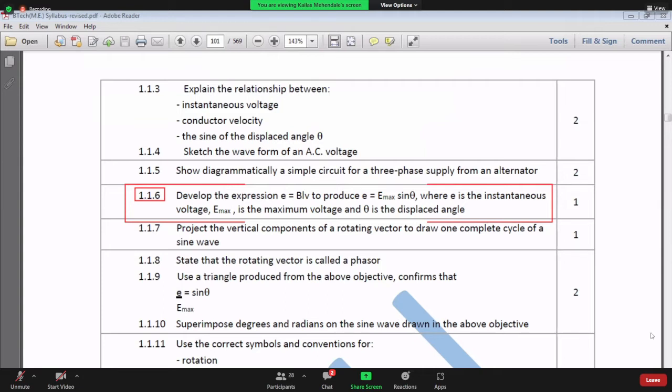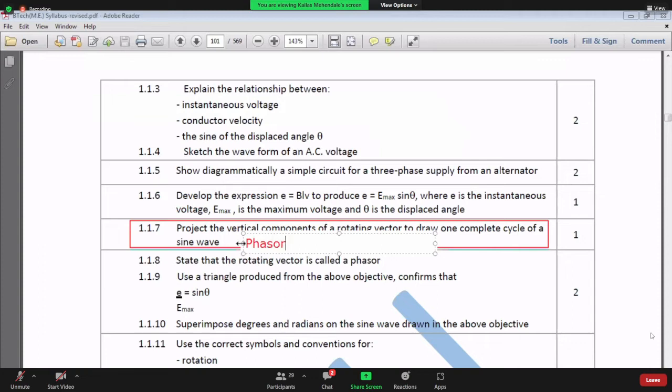Okay, wonderful. Let us continue. Then after that, what has been said over here, 1.1.7: project the vertical component of rotating vector to draw one complete cycle of a sine wave, right? Now, dear guys, this is something really very important, because for next calculation in AC, we will be coming across a term called phasor. Phasor, which actually stands for phase vector.